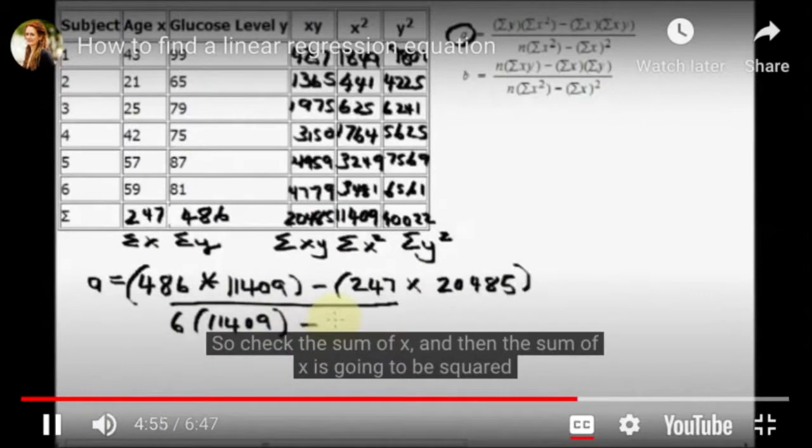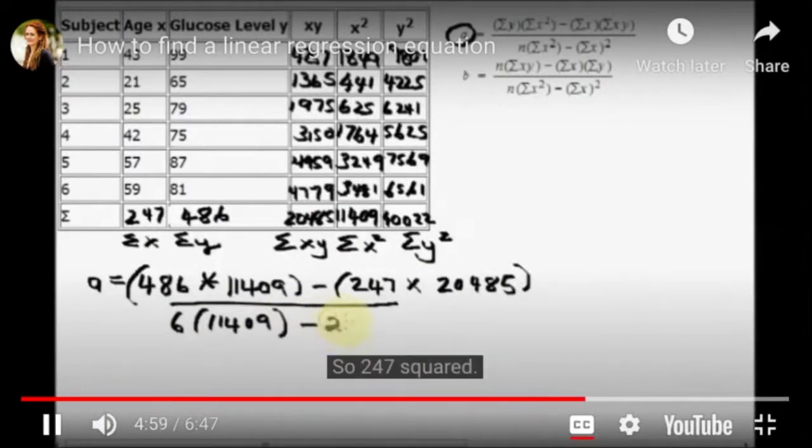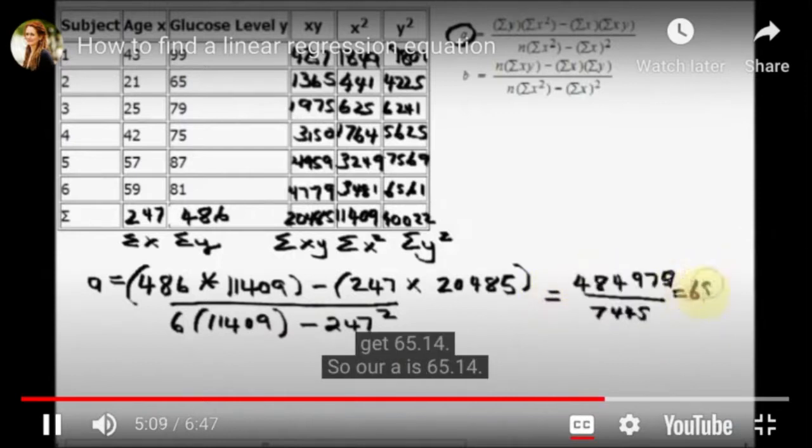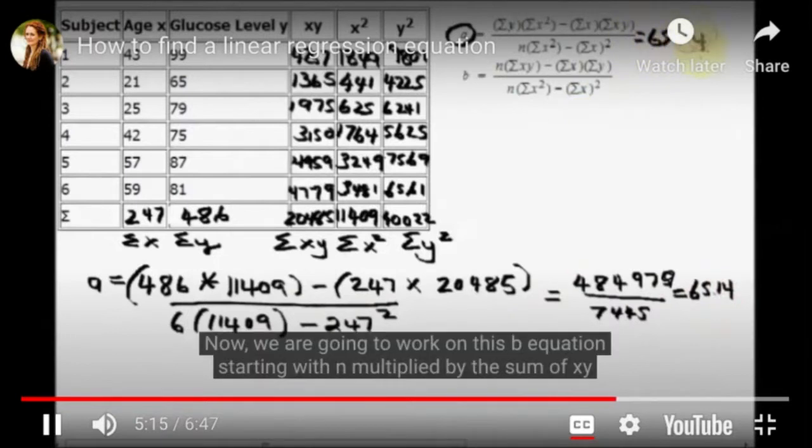Subtract the sum of x, and then the sum of x is going to be squared. So 247 squared. Quite the formula. Plug this into the calculator, we get 65.14. So A is 65.14.